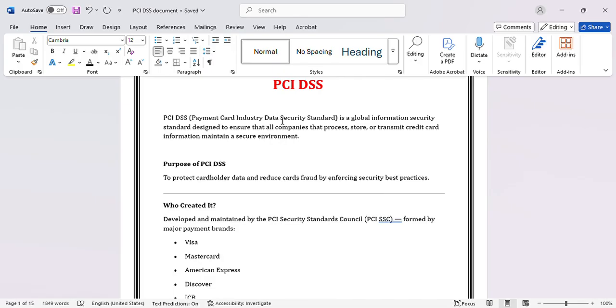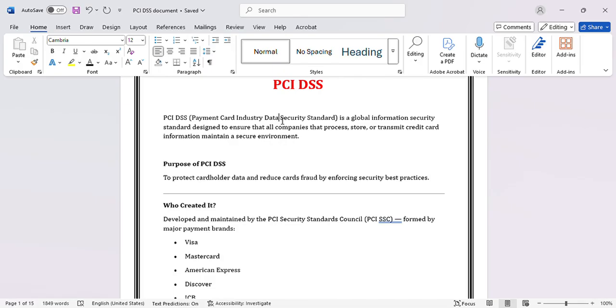What is PCI? PCI is the Payment Card Industry. It is a global information security standard designed to ensure that companies that process, store or transmit credit card information maintain a secure environment. Whenever there is a question of PCI, always check whether companies are storing, processing or transmitting the credit card details to maintain a secure environment. All those vendors or organizations are applicable for PCI.